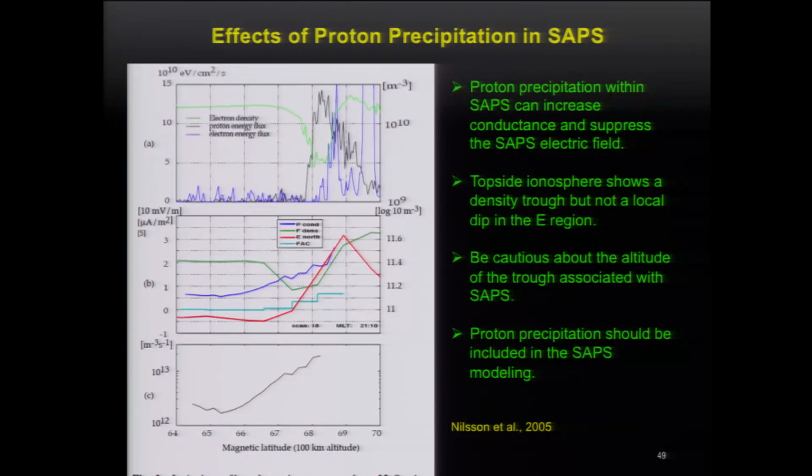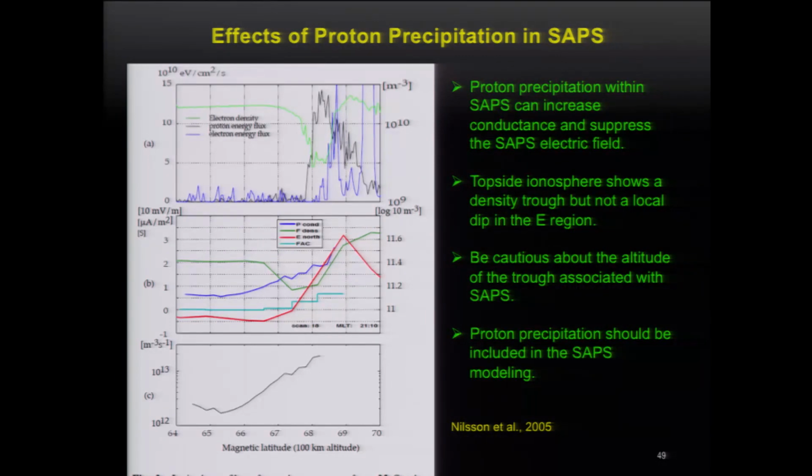And here is the electron density measured by DMSP. You can see a large trough here. The bottom panel is from the incoherent scatter radar. Again, in the F region, the green curve, you can see a deep density trough. The red curve here is the electric field, and the blue one is the Pedersen conductance. You don't see a dip in the Pedersen conductance. That's because of the proton precipitation.